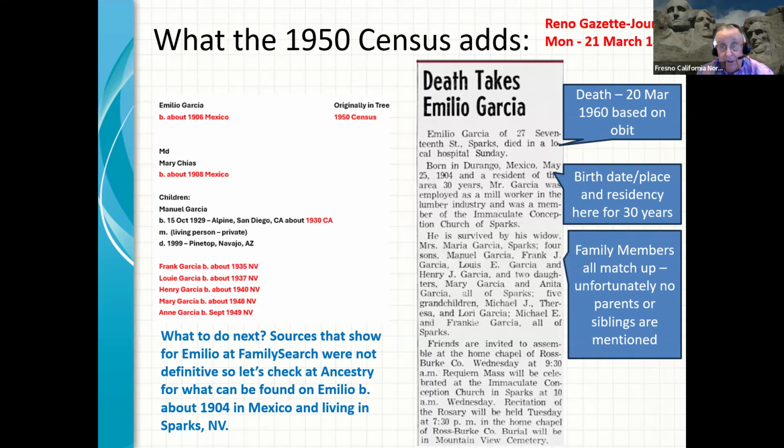So I thought, well, I'll go over to Ancestry and look at the 1950 census and see what it tells us. We'll be looking for an Emilio born about 1904 in Mexico, living in Sparks, Nevada.